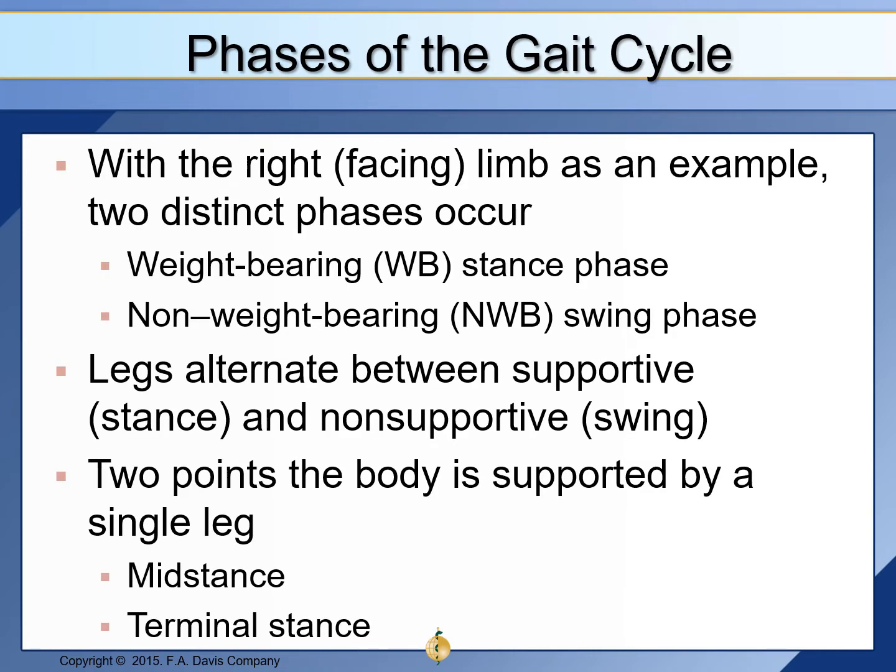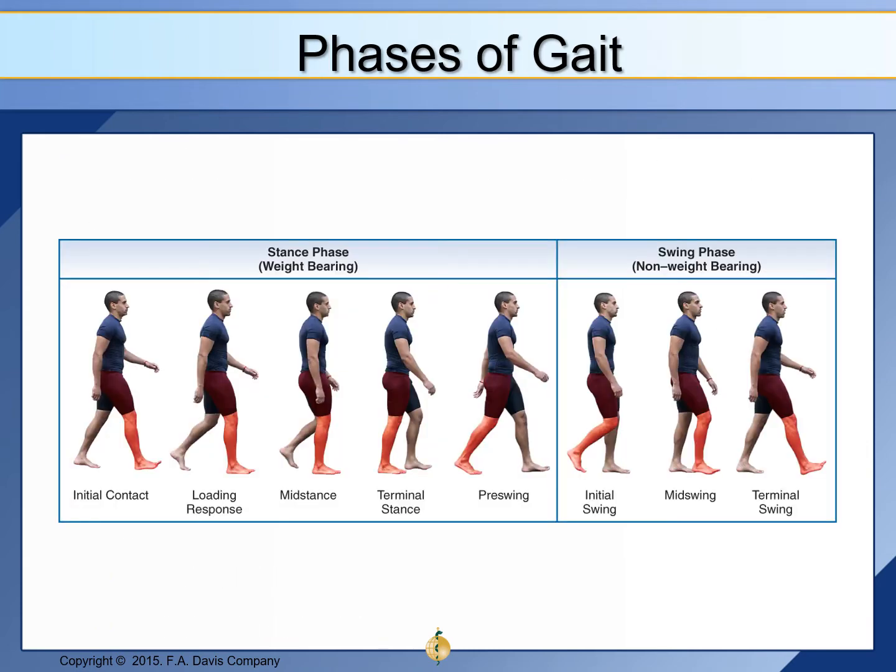Phases of the gait cycle. With the right limb as an example, two distinct phases occur: weight bearing, the stance phase, and non-weight bearing, the swing phase. So when you're weight bearing, you're in the stance phase; when non-weight bearing, you're in the swing phase. The legs alternate between supportive stance and non-supportive swing. There are two points where the body is supported by a single leg, mid stance and terminal stance. Here is the stance phase we're talking about, and here is the swing phase.